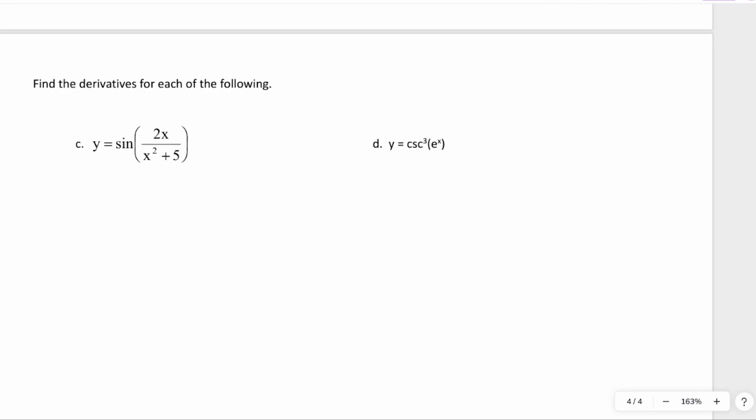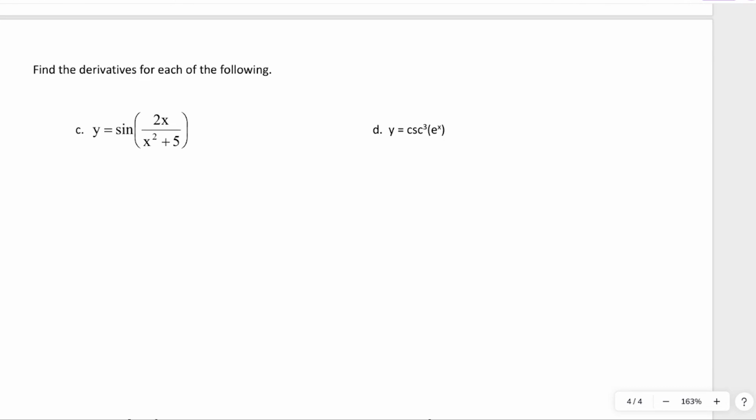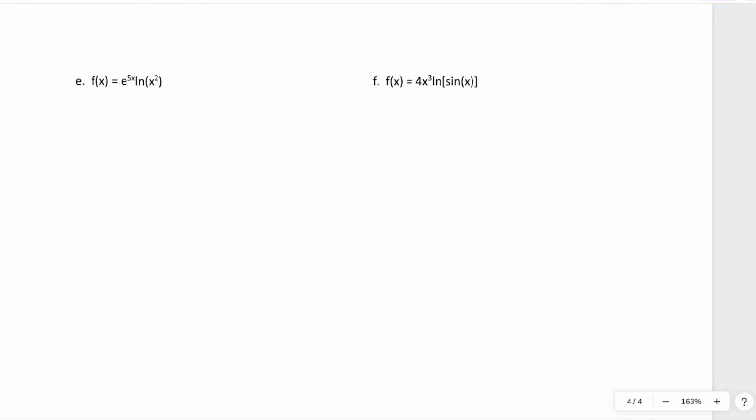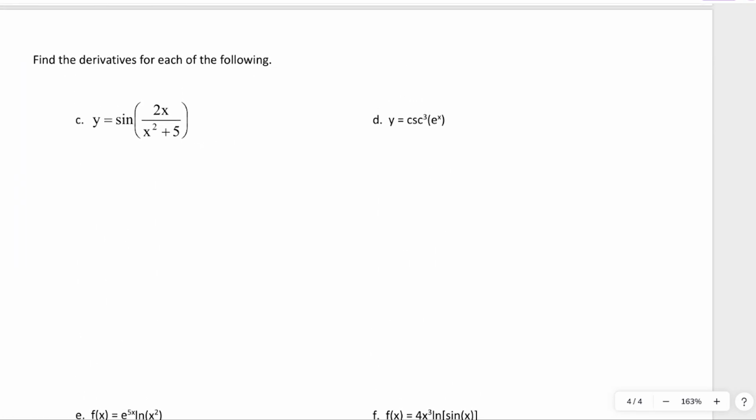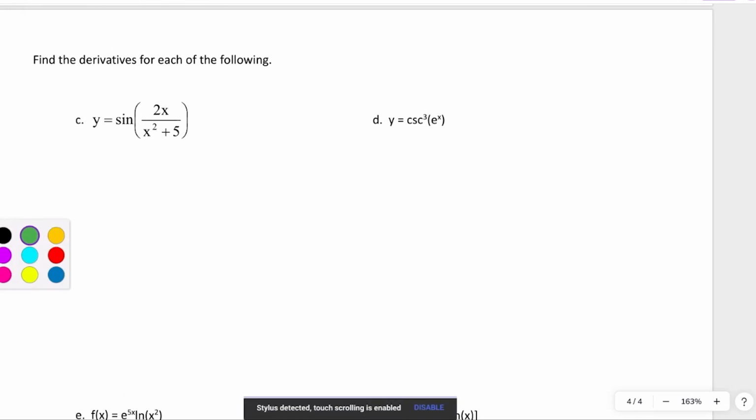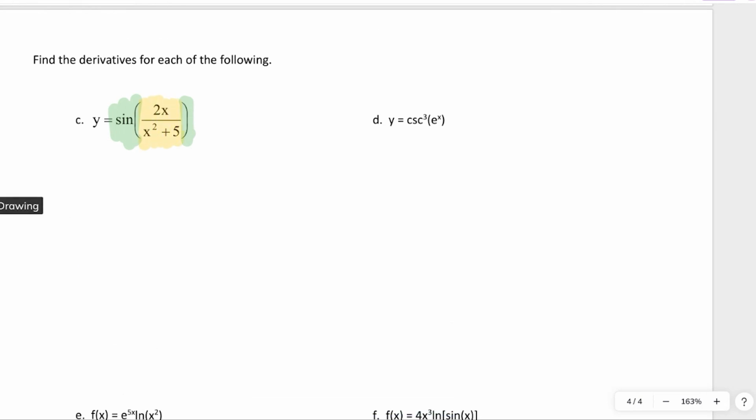All right, got a couple more derivatives, and then, well, we got 1, 2, 3, 4 more derivatives to knock out here. Okay, so the first one, my outside function is sine x. My inside function is 2x over x squared plus 5. We're going to have to use quotient rule on that inside, but we'll cross that bridge when we get to it.